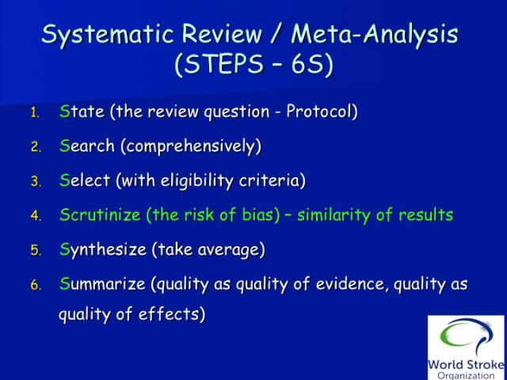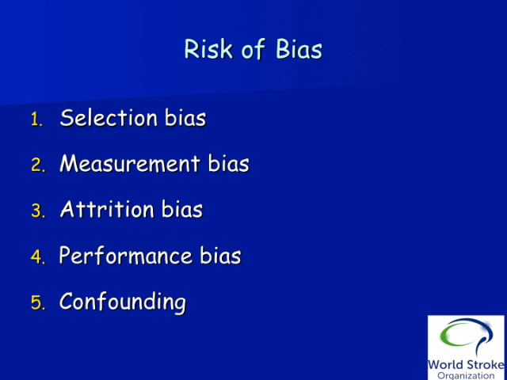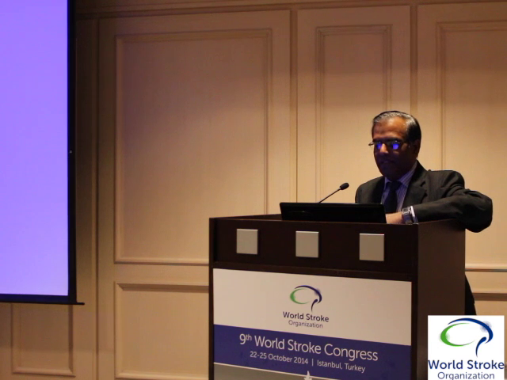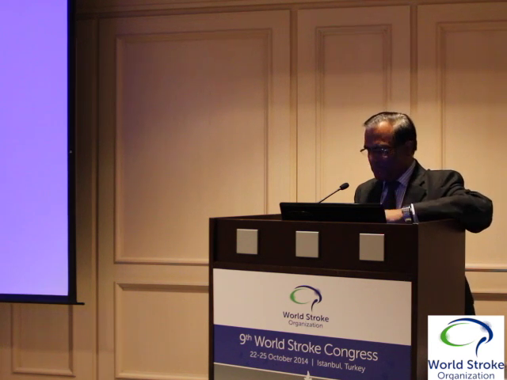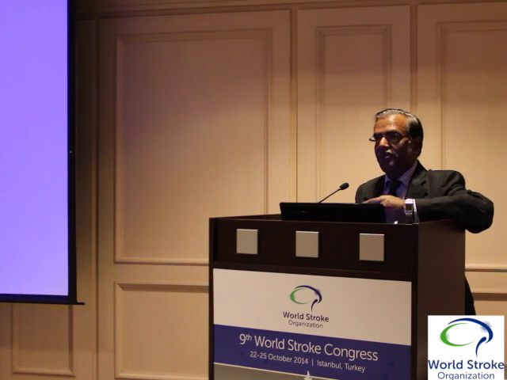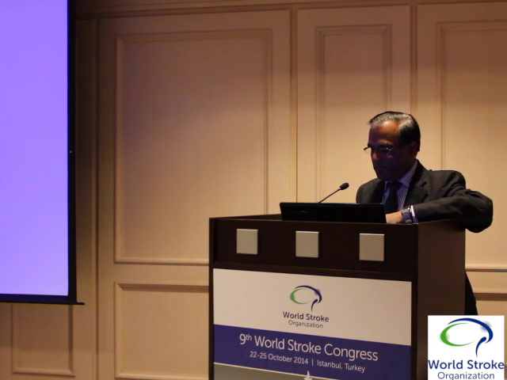Then coming to scrutinize, risk of bias. There are several biases, but mainly we focus in a randomized trial on selection bias, measurement bias, attrition bias, which is lost to follow-up, performance bias, which is physicians and patients sticking to the protocol, and confounding, particularly at baseline prognostic variables. And these are the main kinds of biases which we look at when we do Cochrane review. But in other kinds of studies, you have to have your own list of biases which you will go examine in those studies.